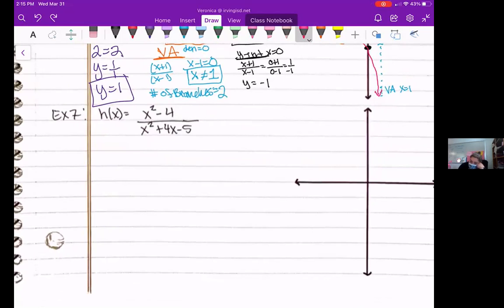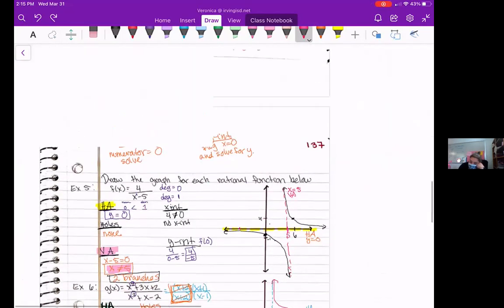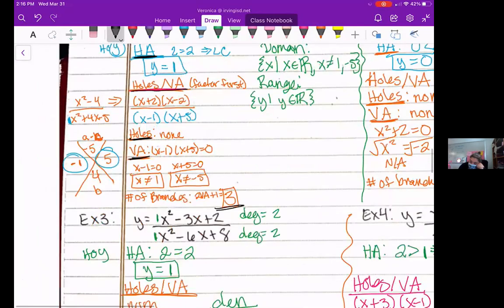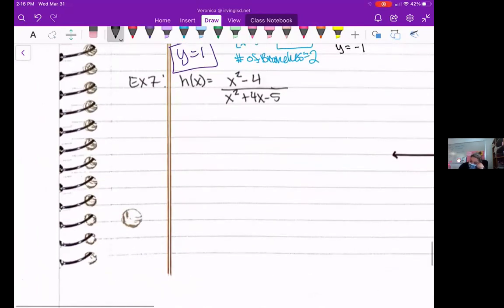Okay, so example 7 was example 1, right? All of the key features were here. We already found all of them. We found the holes, which we didn't have any. We found the vertical asymptote, we found the horizontal asymptote, and we knew that we had 3 branches. So all of that information I'm going to write down here because we already found it. The factored form of this was (x plus 2)(x minus 2) over (x plus 5)(x minus 1).